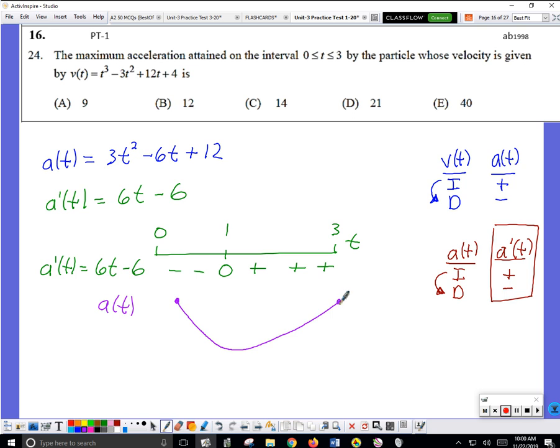So the highest point's not going to be here. Does that make sense? How many knew that the highest point of A would have to be here or here? 2 points. That's why we do the sketch. Let's say it's going from positive to negative, so we know that A is negative, so it's decreasing.